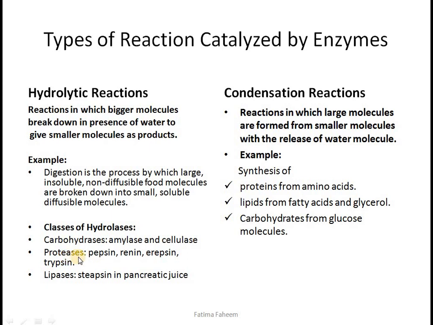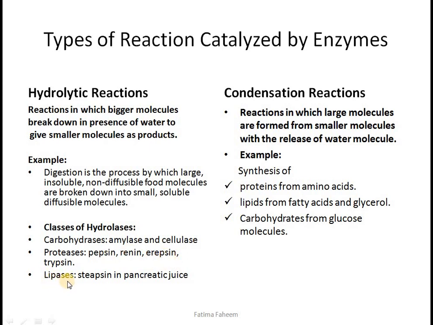Then we have proteases. Proteases are the enzymes which act on protein, but the general term is proteases. Then there are other types of proteases which are discussed in a later chapter of animal nutrition. This is pepsin, rennin, erepsin and trypsin. All these four enzymes are protease enzymes. They act on protein and would convert them either into polypeptides or into amino acids.